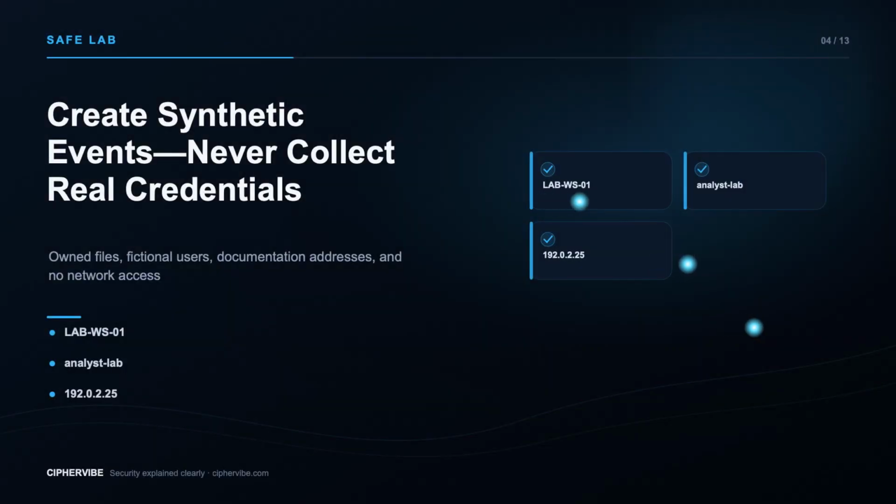Our lab is completely local. The host is lab WS01, the user is analyst lab, and the address comes from documentation space. The generator writes ordinary success and failure records to a temporary project folder. There are no passwords, tokens, production logs, live targets, network calls, or attack traffic. That boundary makes the demonstration repeatable and safe.